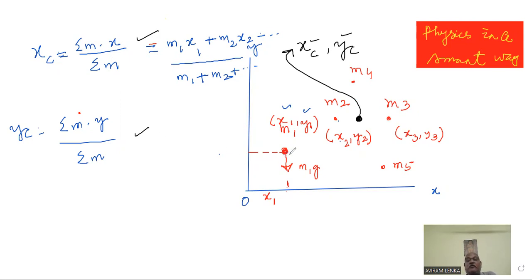Think of my picture where M1 has its weight, that is M1G, because with the help of the weight we have tried to find the center of mass. The idea is not fault-free, but as I have told you earlier, the most basic thing is that the idea must go into our mind. Then we can improvise and make it finer and finer.